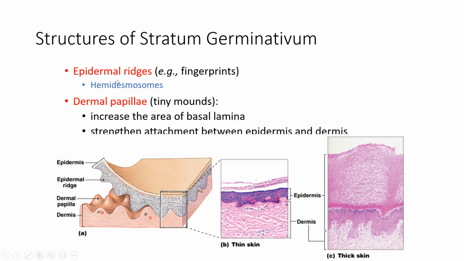However, it is a structure known as the hemidesmosomes found at the basal aspect of the epidermis or epithelium tissue that actually anchors that epidermis to the dermis.